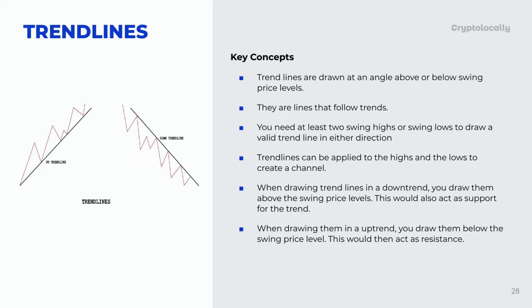Do you understand? When drawing trend lines in a downtrend, you draw it above the price level. And for an uptrend, you draw it below the price level. I already spoke about that in the live scenario. When you are drawing a trend line for a downtrend, you will draw it above because you want to know the resistance point. And for an uptrend, you draw it below because you want to know the support.